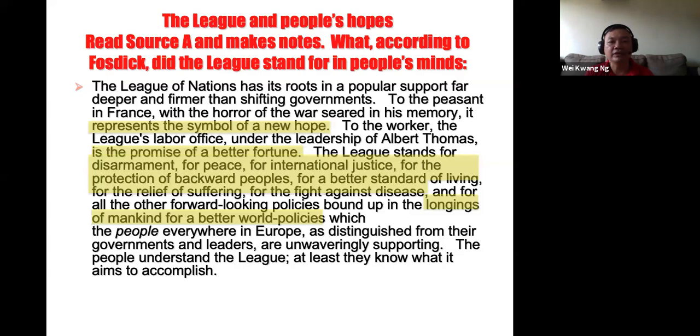So what you can see in this source is that the League represents a hope for a better future for the people. There are people like this man, Fosdick. He is very positive, and he is very hopeful that the LON will be able to perform its role and do well in the situation. So you notice that this source talks about the aspiration that the people were having. Now if you turn your attention to the second source, I'm going to move on to it now.